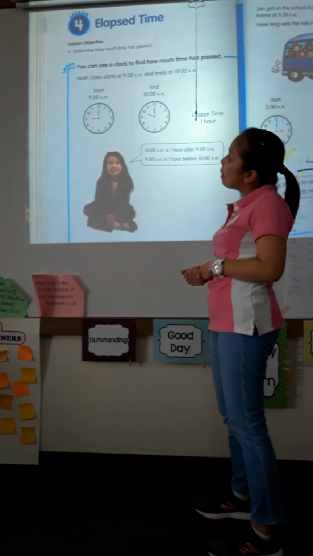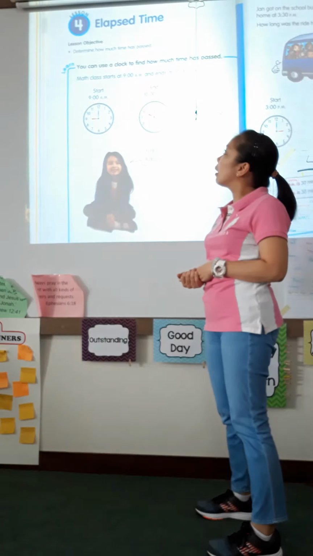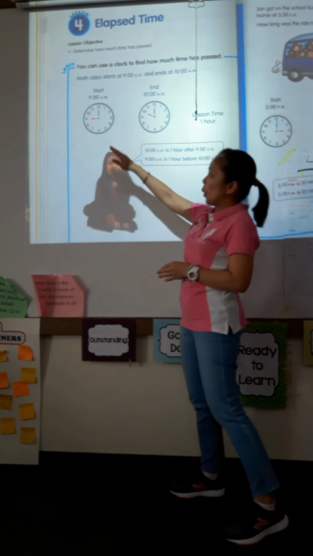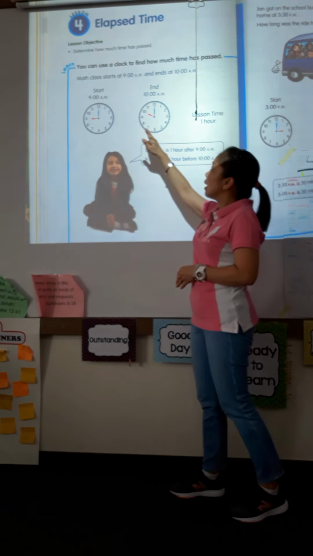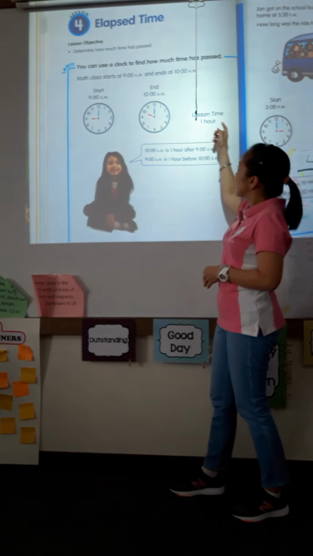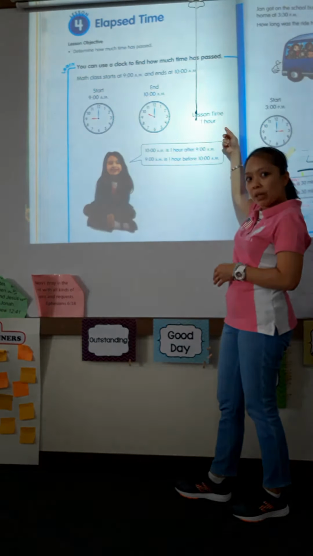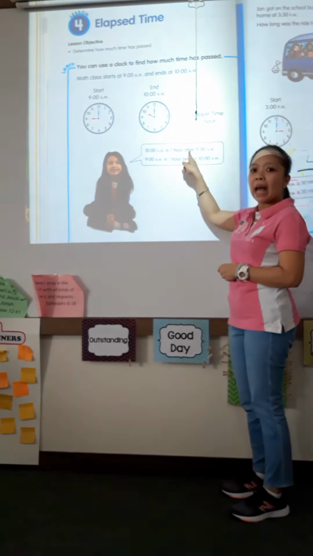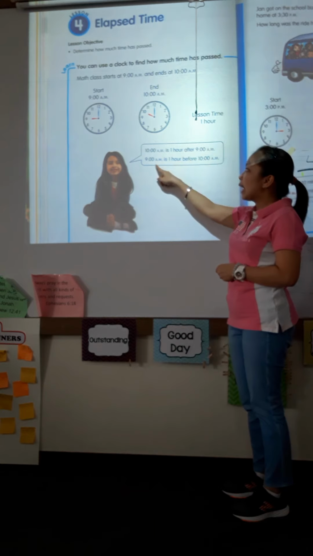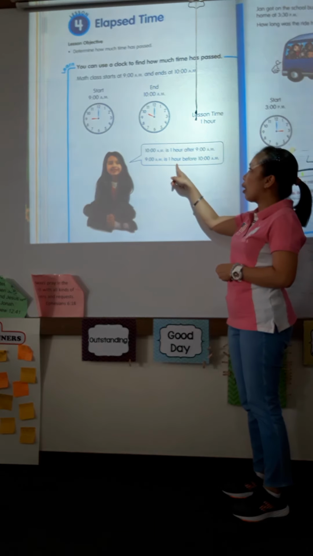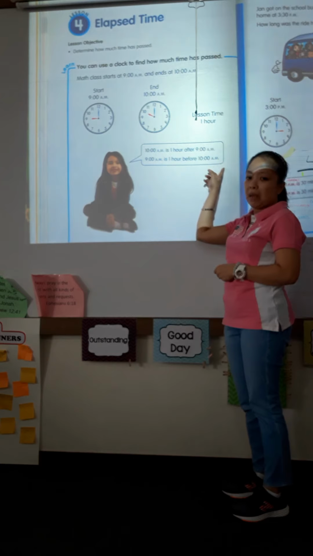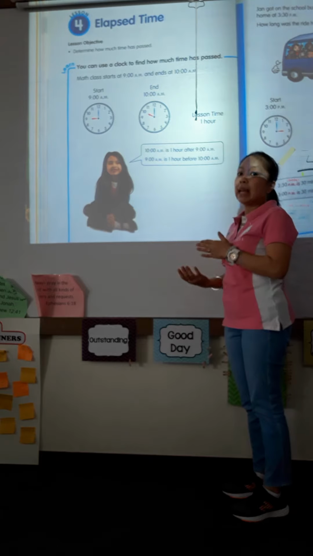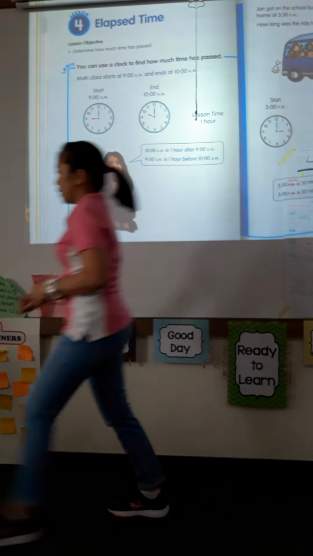So for example, math class starts at 9 o'clock a.m. and ends at 10 o'clock a.m. So it starts at 9 o'clock and ends at 10 o'clock. So lesson time is how many hours? 1 hour. Okay? So 10 a.m. is 1 hour after 9 o'clock. 9 a.m. is 1 hour before 10 o'clock a.m. So as you can see, we are still using the words before and after. Let's take another example.